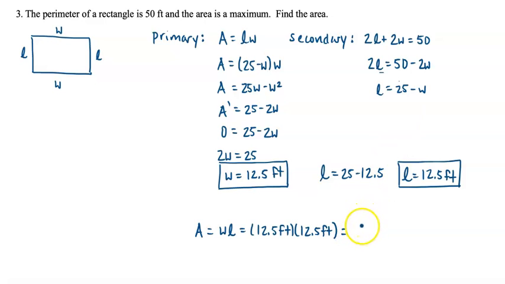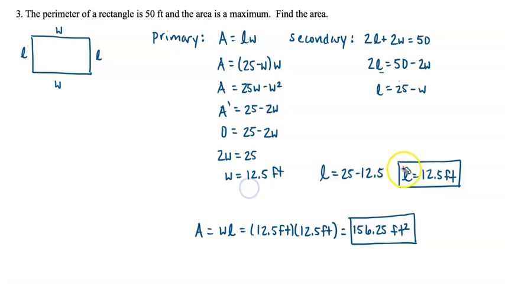And so this is equal to 156.25. Because our units are feet times feet, we have feet squared. So this is our final answer, 156.25 feet squared. This width and this length, in this case, were really just intermediate steps.